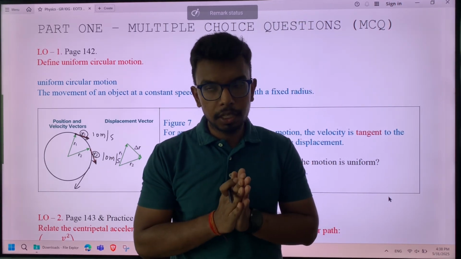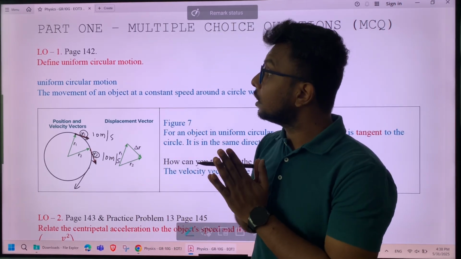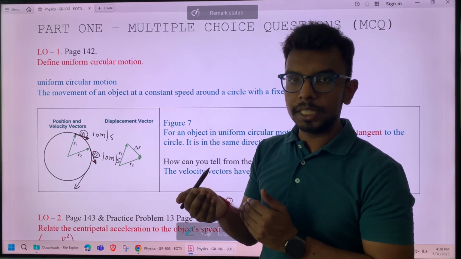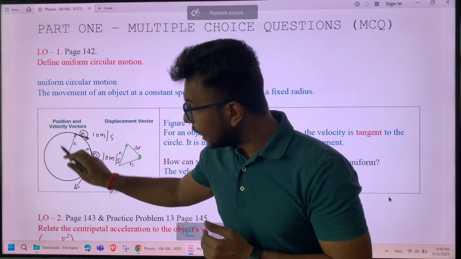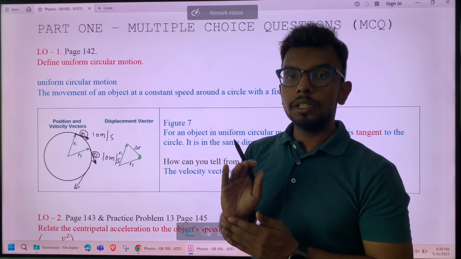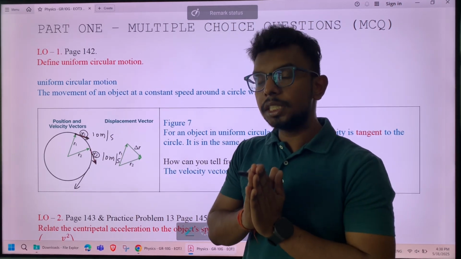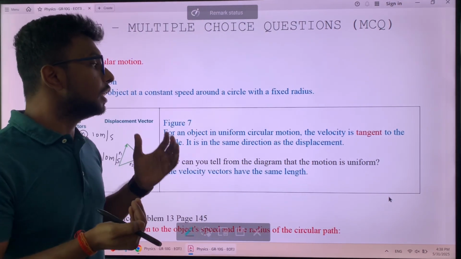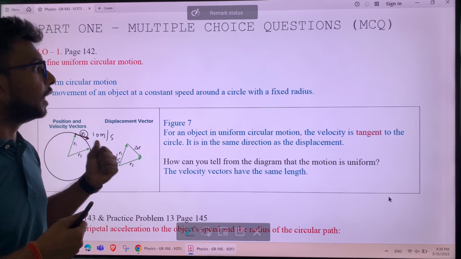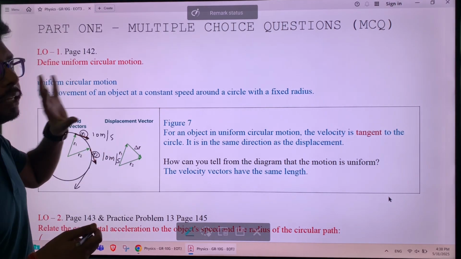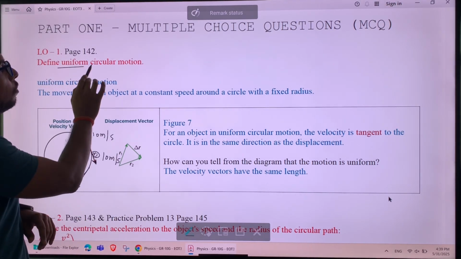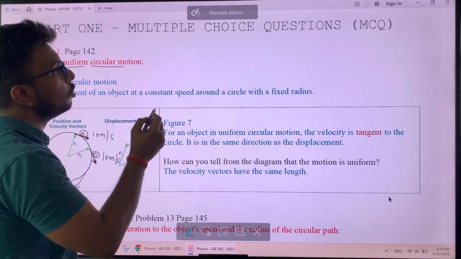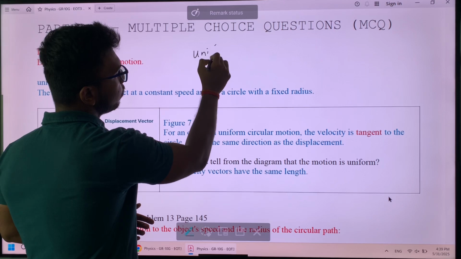So even when the object is not changing its speed, it is fixed or constant speed, the direction is changing, so therefore there will be some change in the velocity. That means the velocity is changing, and if the velocity is changing, the system has some sort of acceleration. So be it any circular motion, uniform or non-uniform. When we say uniform, constant speed. When we say non-uniform, variable speed.